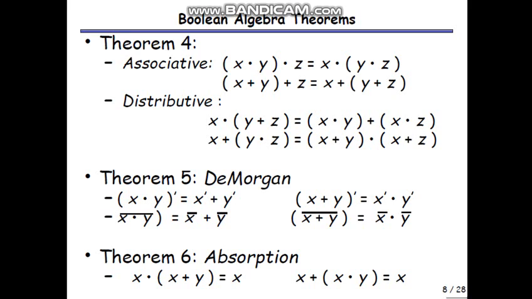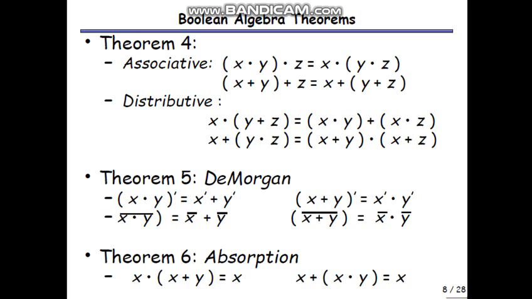Then if you go to the distributive law, we find that x into y plus z is equal to x into y plus x into z. Again, x plus y into z is equal to x plus y into x plus z. That is again called the distributive law.